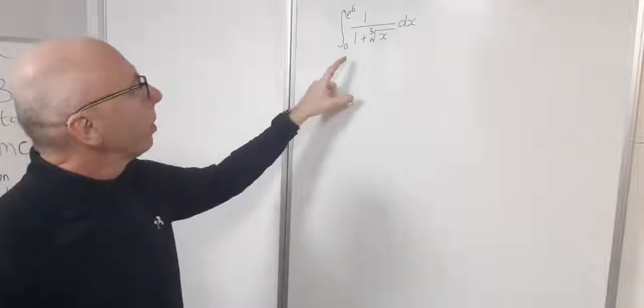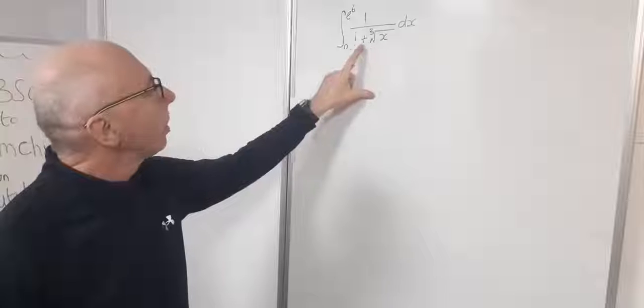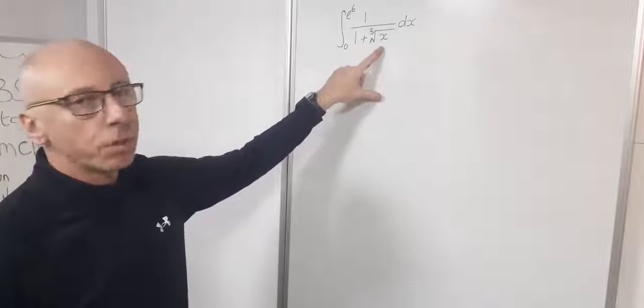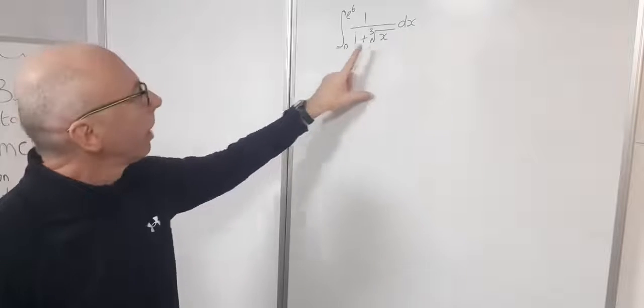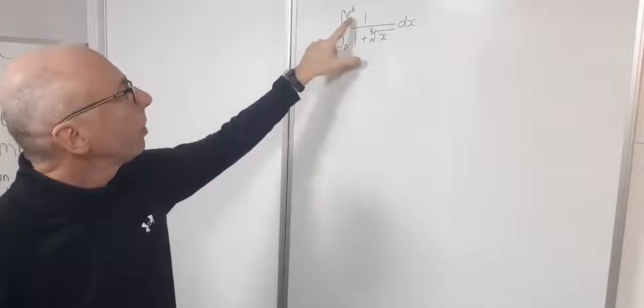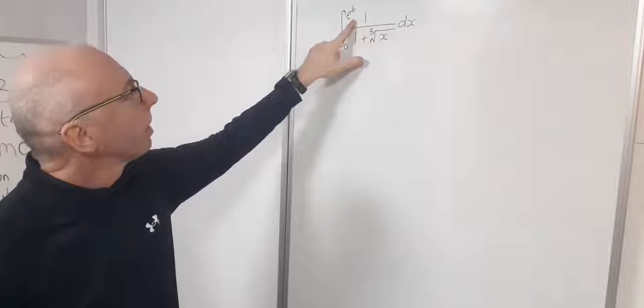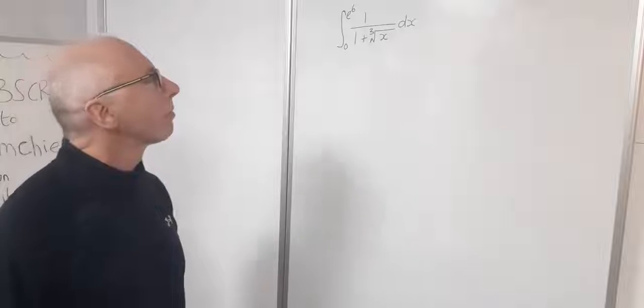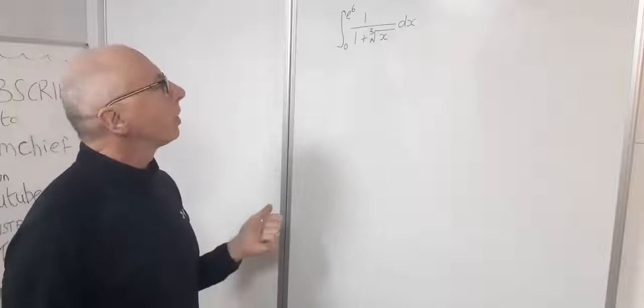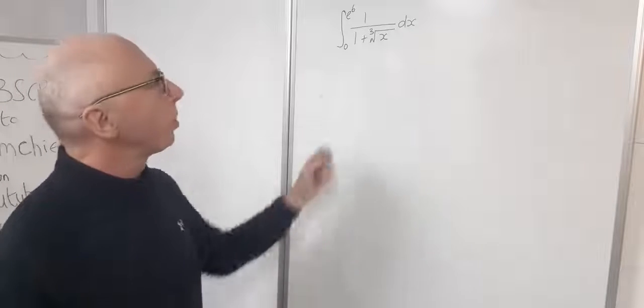Okay, so we've got an integral here. We want to take the integral of 1 over 1 plus cube root of x with respect to x, and we've got these parameters here from 0 to e to the power of 6. So that's quite a big upper bound. Now, the way forward to integrate this is with u substitution.